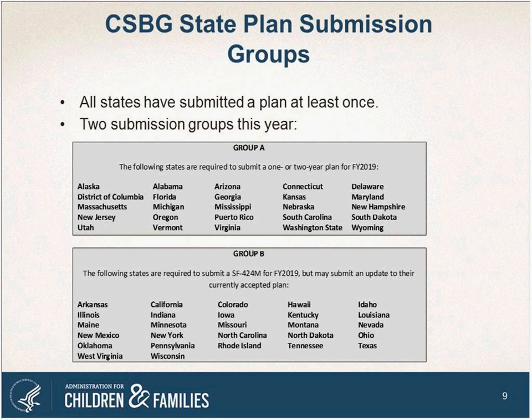For this year's plan, we have 2 submission groups. We have one submission for Group A. These are the states that are required to submit a 1- or 2-year plan for fiscal 2019. Group B are the states that are required to submit an SF424M for fiscal year 2019, but we also submit an update to their previously accepted plan. Again, I'm not going to go through the entire list of states. We have it in your slides, and you can review this at a later time.